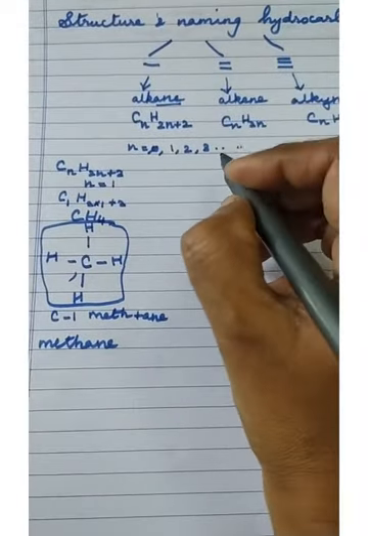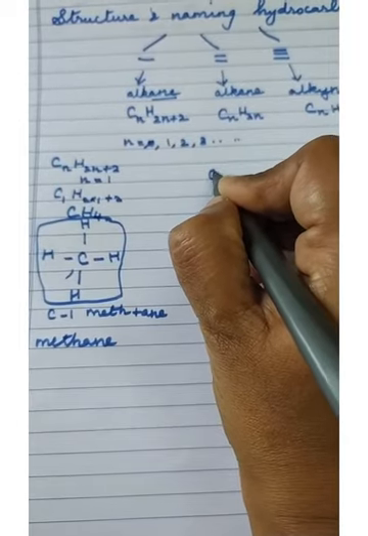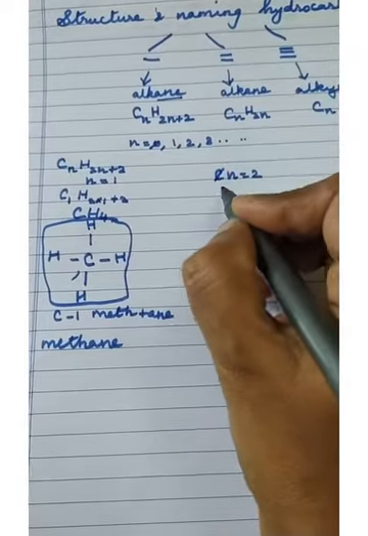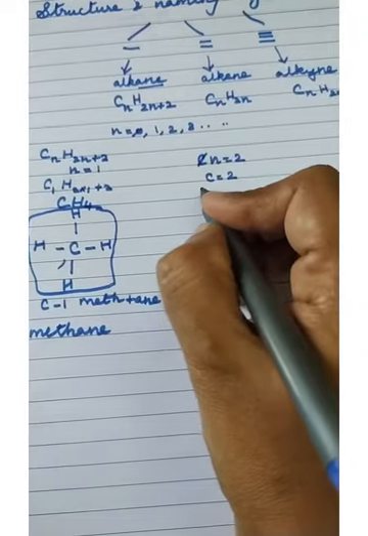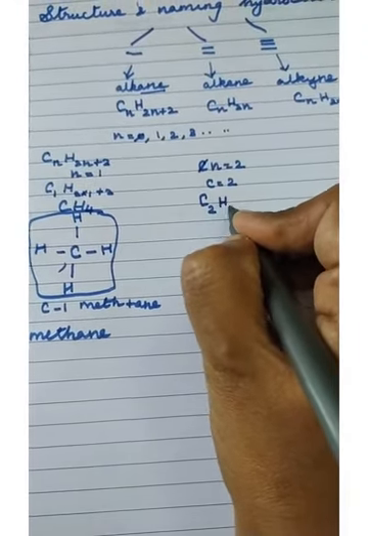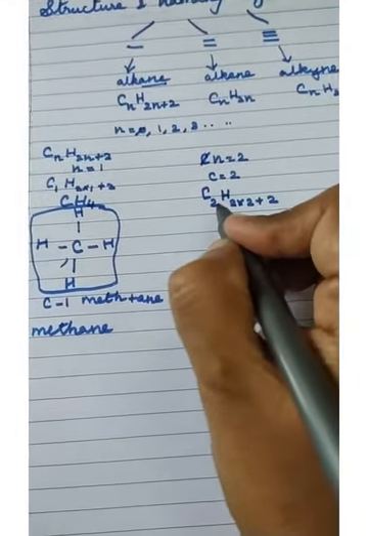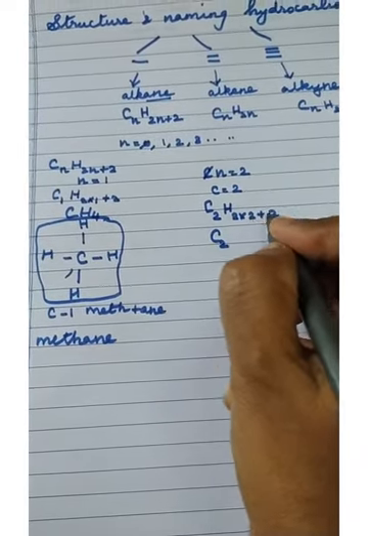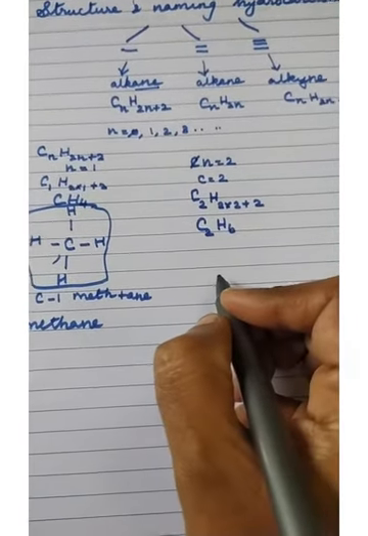Now let us go to the second one. We are going to substitute n equal to 2, which is your number of carbons. So C equals 2. Substitute it for the same alkane: C2H2 into 2 plus 2. So we have C2, 2 into 2, 4, 4 plus 2, 6. So C2H6.